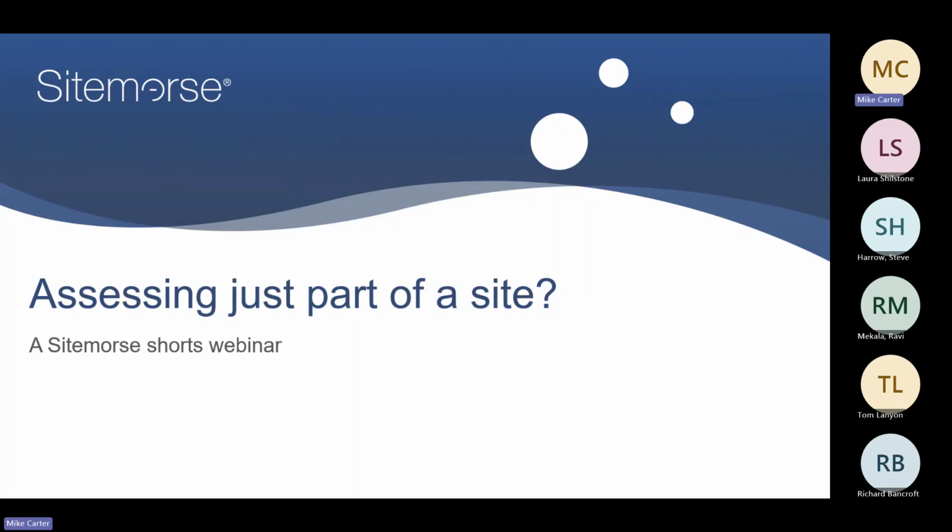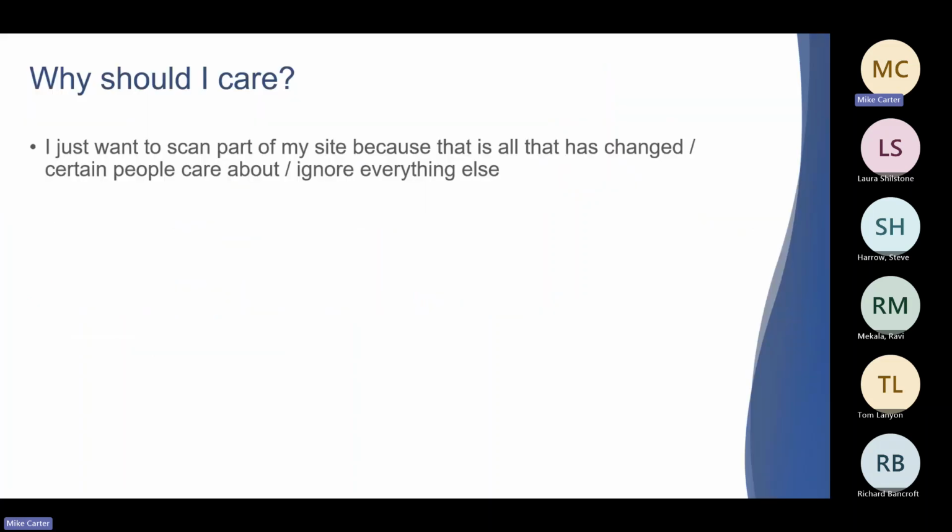Okay, so assessing just part of a site. Like all of these things, you should always ask yourself, why do you care? What's the whole point? Why do I care about assessing part of a site? Often you just want to scan part of a site for lots of different reasons. Sometimes you're just updating a section of the website, and you don't want to report on all the other stuff. You want to report on just that section.